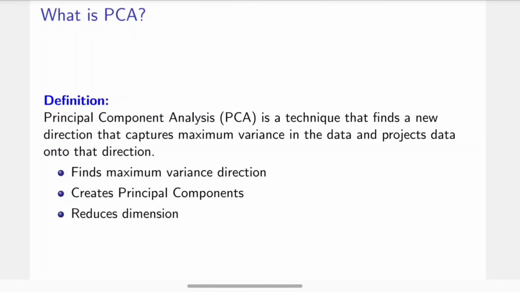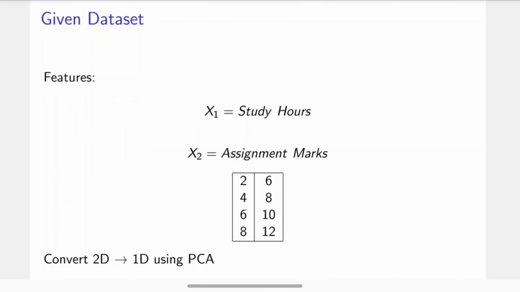PCA is a technique that finds a new direction in the data that captures maximum variance. Variance means spread, or information. PCA creates new features called principal components, that is, it reduces the number of dimensions. PCA finds the best direction where the data varies the most and keeps that particular direction.